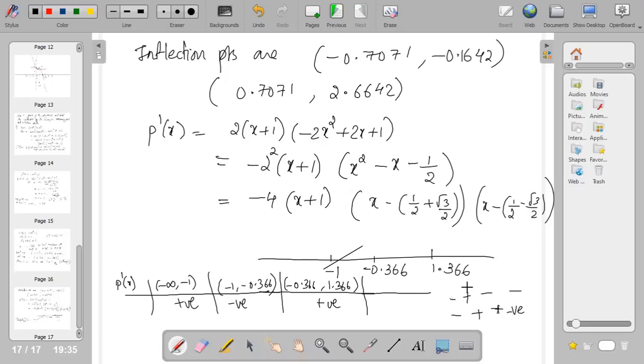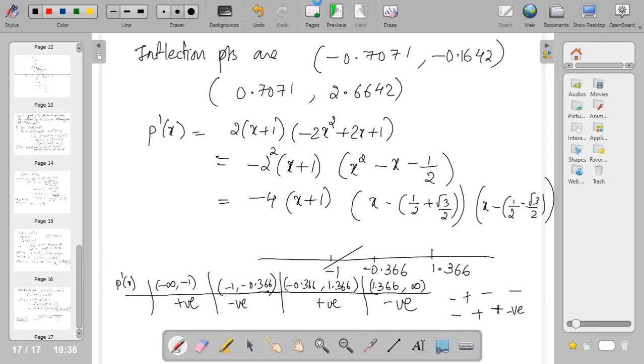Correction aside, for the interval 1.366 to infinity the three factors will be positive, and here you have the negative sign outside. So p dash of x will have this behavior. And now let us look at the concavity.